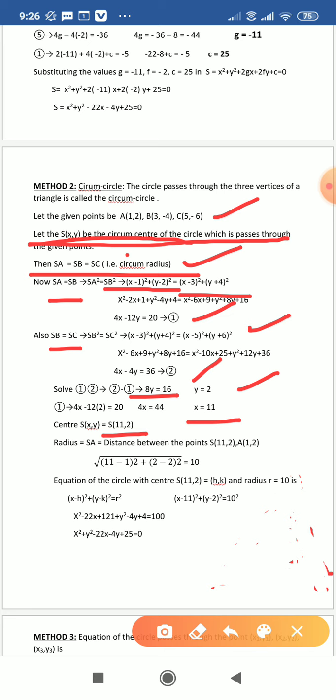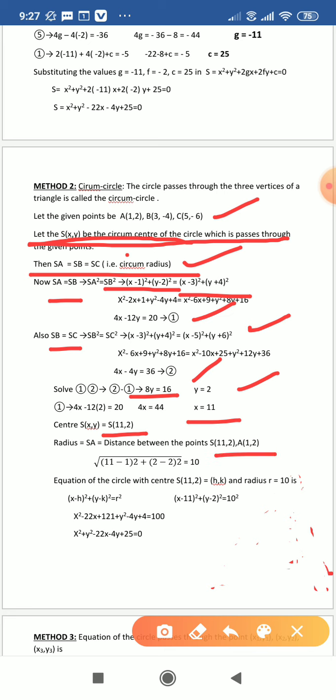So to find the equation of the circle, you must know two values. First one is center and second one is radius. So here already we find the center. Now we find the radius. What is the radius? SA or SB or SC. Any one is the radius, all are equal. So to find the radius, it is enough we find SA or SB or SC. That is the distance between S and A, or the distance between S and B, or the distance between S and C. So here we find the radius SA, distance between S and A.